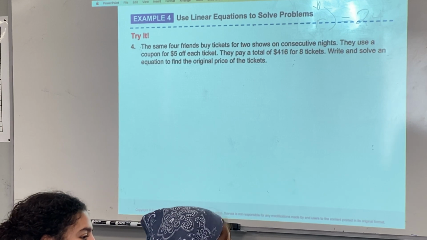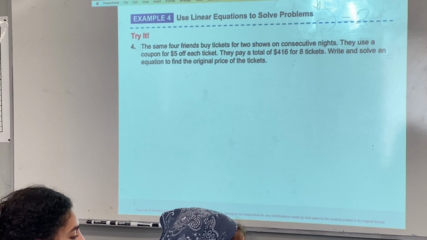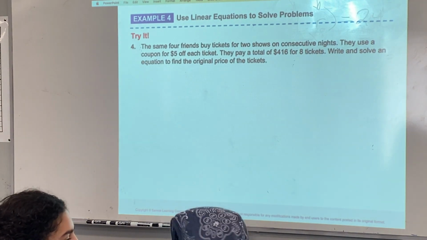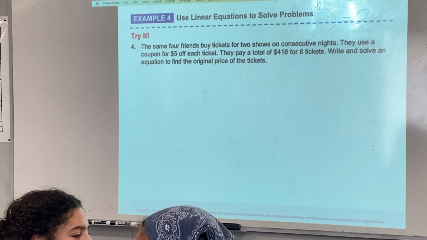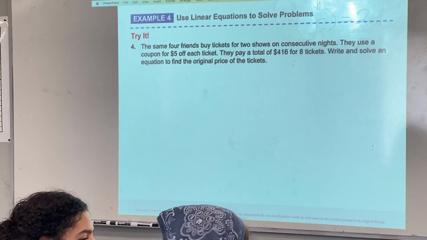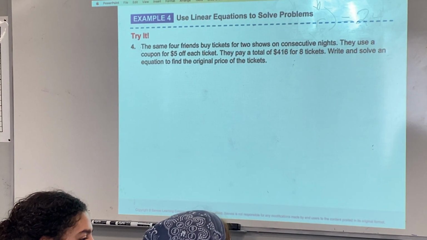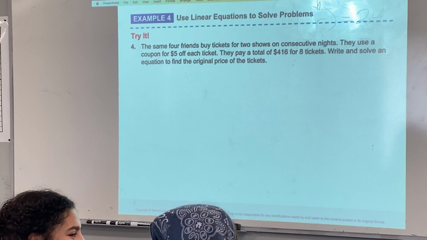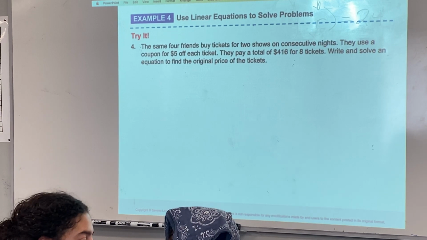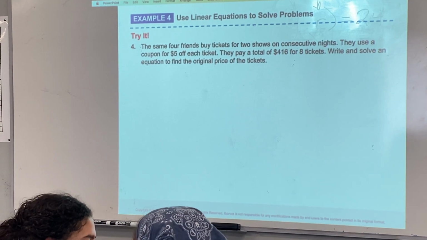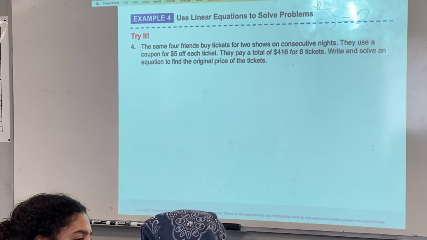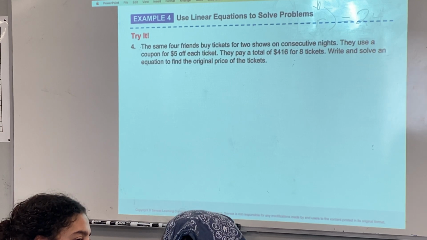Now remember, we're going to use parentheses to indicate multiplication, not X, because X looks like a variable. So 4 times, and then we need to have P minus 15. And then I got it.